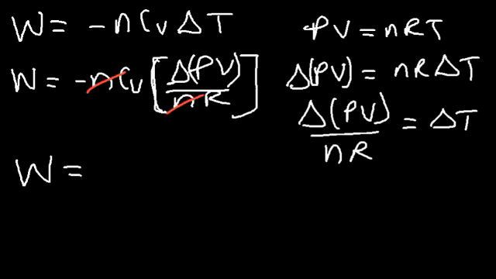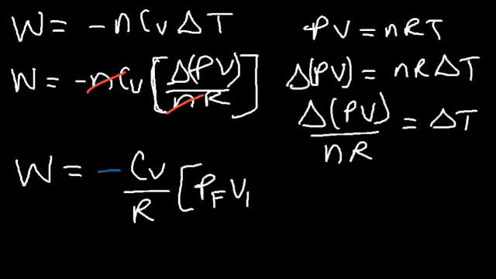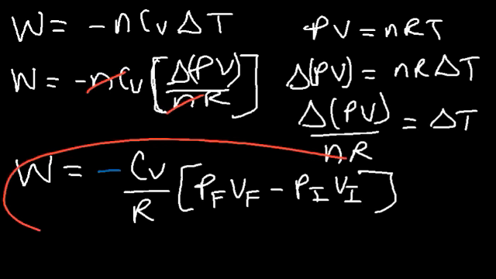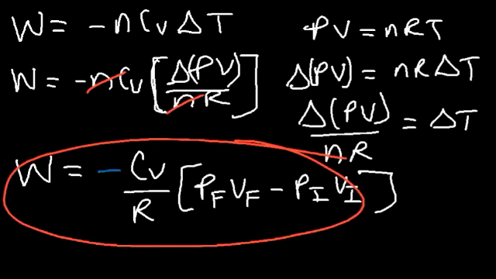The work is equal to negative CV divided by R times P final V final minus P initial times V initial. So that's another equation that might be useful if you need to calculate the work performed in an adiabatic process. And if you don't have the temperature, but if you have the pressure and the volume, you can use that as well.